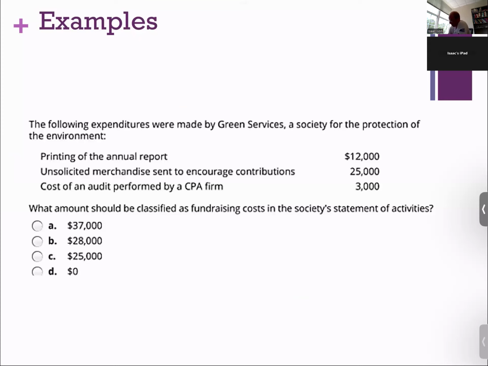Okay, let's look at this one. The following expenditures were made by Green Services, a society for protection of the environment. What amount should be classified as fundraising costs in the society's statement of activities? Okay, so printing the annual report, that wouldn't be fundraising. I mean, that's just part of what the organization has to do, but it's not for fundraising. Unsolicited merchandise sent to encourage contributions. There we go. Now that's fundraising, right? And then the cost of an audit performed by a CPA firm would also not be. So neither of those two. So just the $25,000. C.